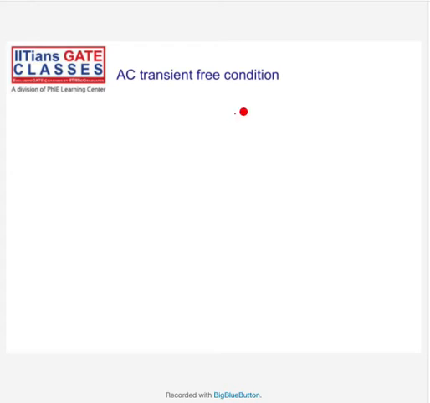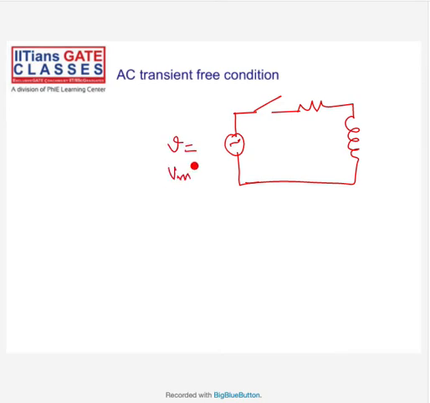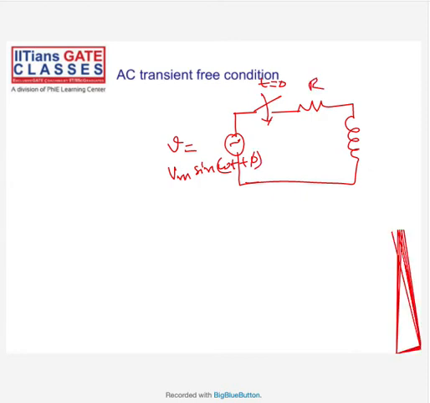See, for example, say I have an AC RL circuit given by V equal to Vm sine of omega t plus phi, and the switch is closed at t equal to 0. This is R and this is L, or j omega L, jXL.